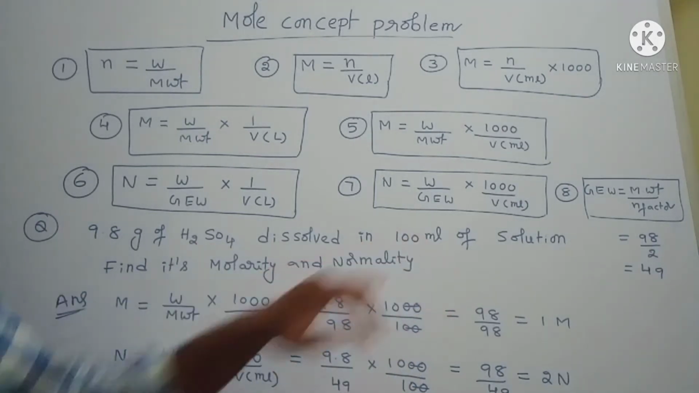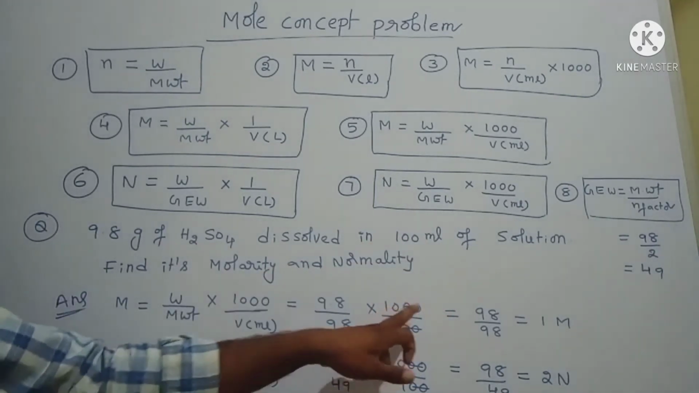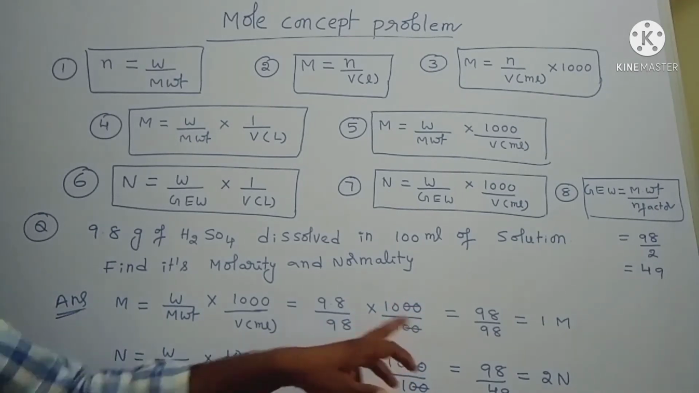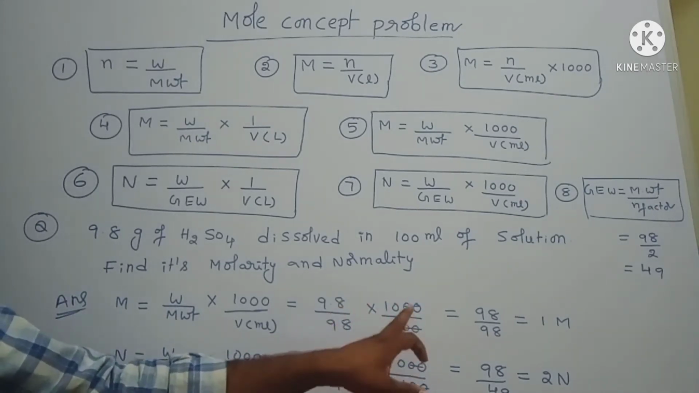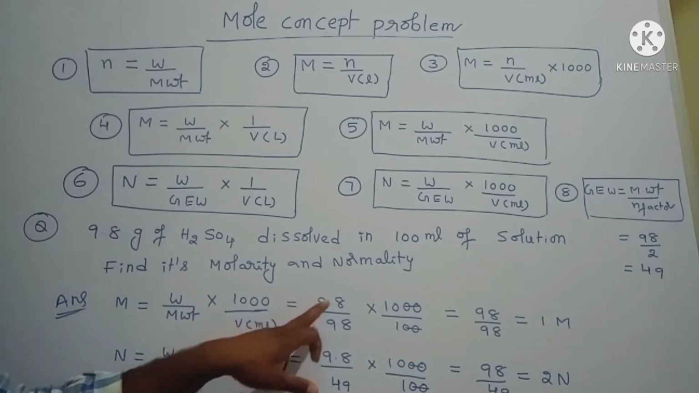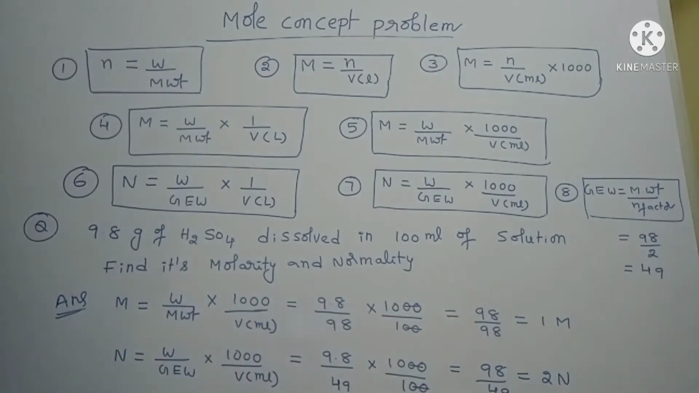Volume of solution is given how much? 100. So 1000 by 100, two zeros get cancelled. 9.8 into 10, 98 by 98, that is equal to 1 molar. Now coming to normality. Normality is equal to weight by gram equivalent weight into 1000 by V in ml.